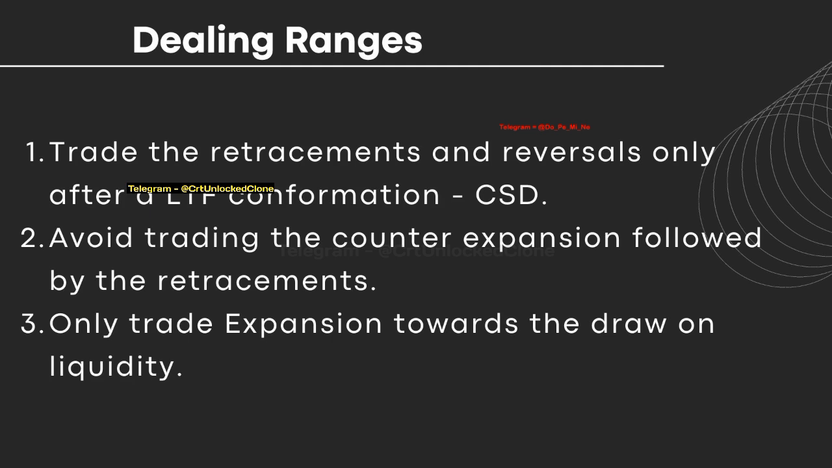The second point is that you should avoid trading the counter expansions followed by the retracement. For example, if we are in a bullish dealing range, and let's say we react to a premium key level and have a retracement, the most likely scenario for price is another expansion lower towards a discount key level before moving higher. So you should avoid trading that particular counter expansion because they tend to be lower probability, and you should rather trade the reversals that follow after those expansions.